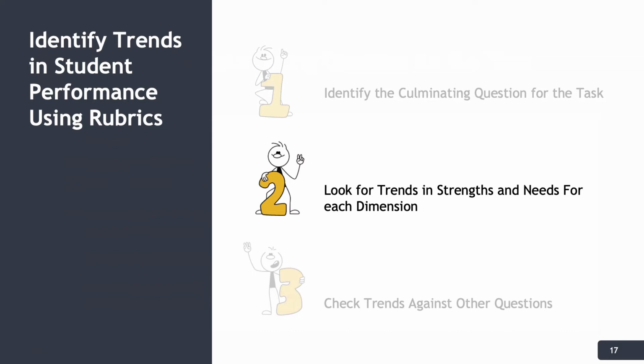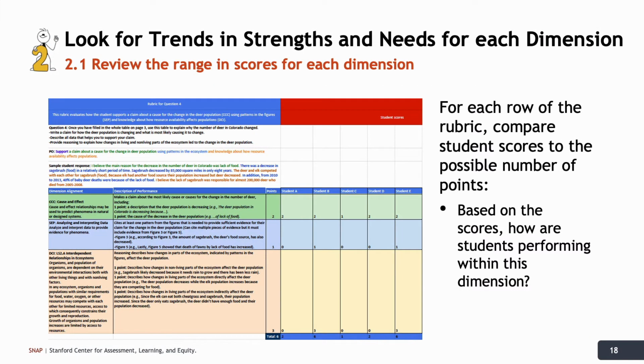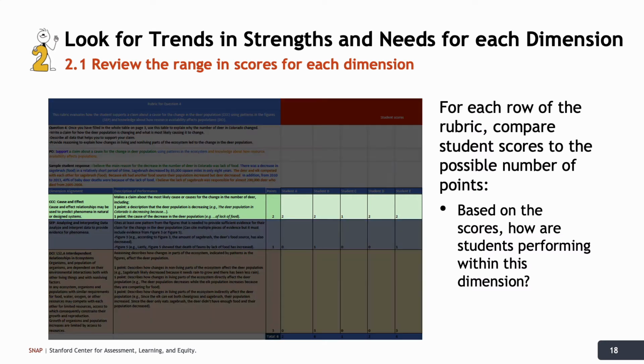Now on to step 2, looking for trends in strengths and needs for each dimension. This is when we'll start using the rubric to help us analyze student work for trends in strengths and needs. To get us started, it helps to just look at the range of scores across one dimension at a time in the rubric.